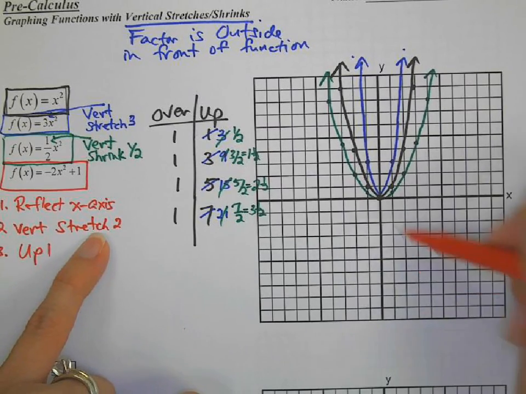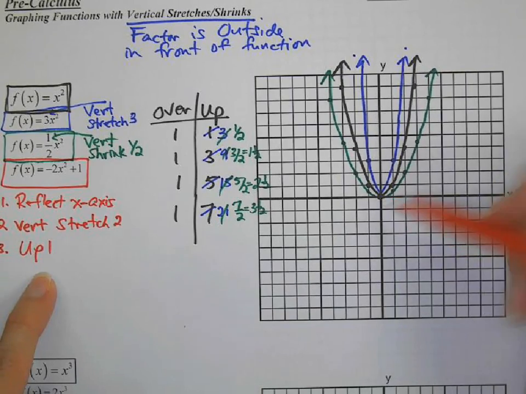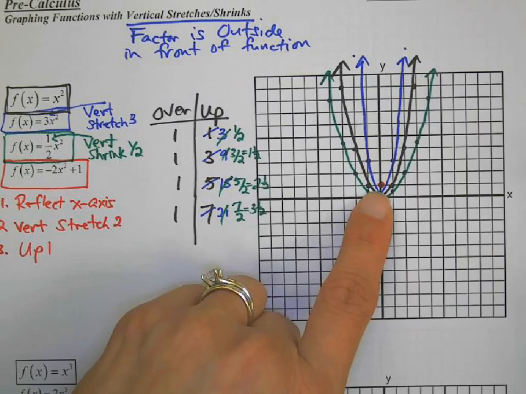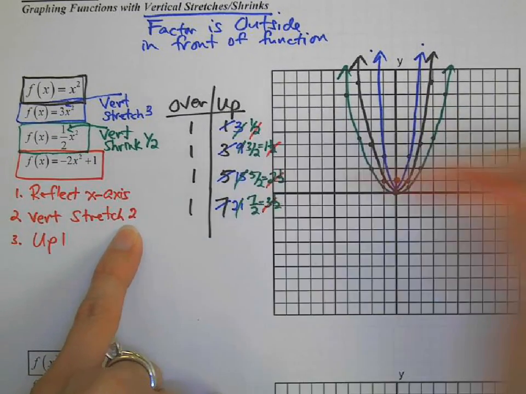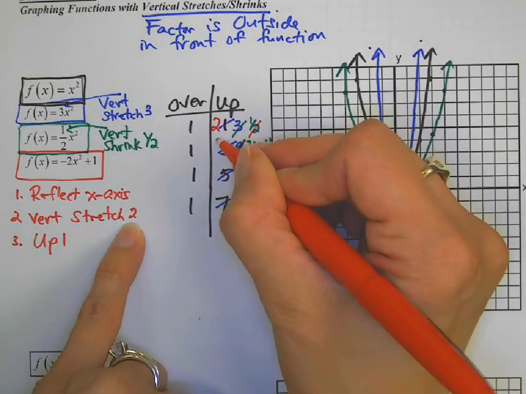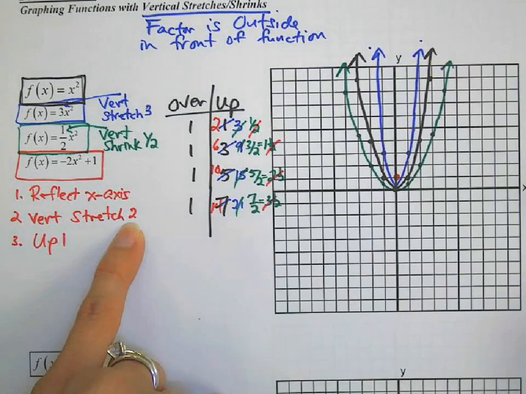Vertically stretch, I'll do that when I get there. I'll vertically stretch him. And we're going to start 1 unit up. Okay, so up 1 unit. There's your starting point. Now vertically stretching by 2, all of your up numbers need to get multiplied by 2. That's going to be 2, 6, 10, and 14.